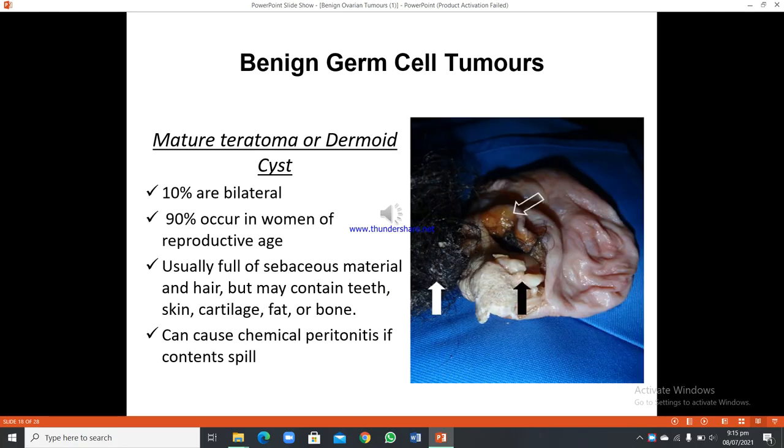Benign germ cell tumors: mature teratoma or dermoid. 10% are bilateral, and 90% occur in women of reproductive age. Usually full of sebaceous material and hair, but may contain teeth, skin, cartilage, fat, or bone. Can cause chemical peritonitis if the contents spill.